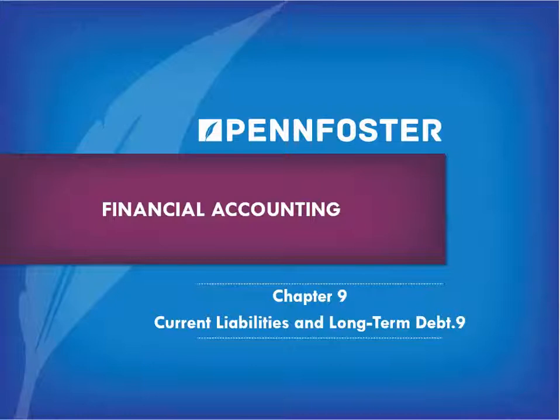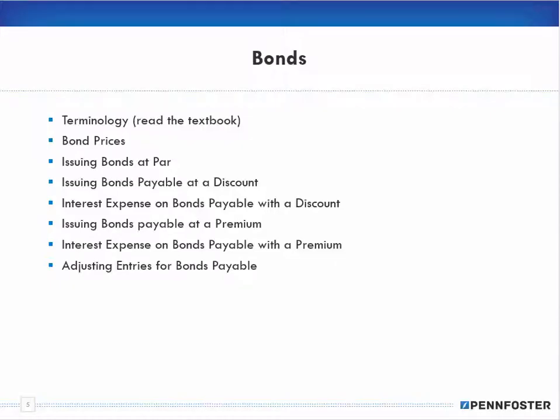Welcome back, students who are taking financial accounting. In this series of videos, we are talking about the theory for Chapter 9, which is on current liabilities and long-term debt. Over the last 5 videos, this will be the 6th one, we were discussing bonds. In this particular video, we're going to be talking about adjusting entries for bonds payable, right?